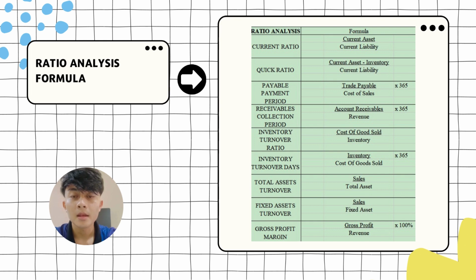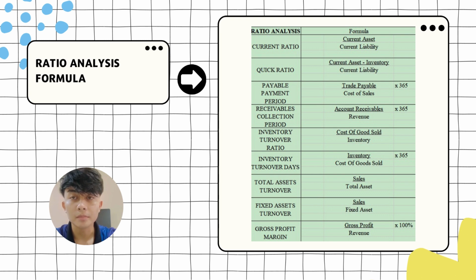Now I will present to you the ratio analysis formula for this assignment. Firstly, for the current ratio, the formula is current asset divided by current liability. Second, for the quick ratio, current asset minus inventory, divided by current liability. For the third, the payable payment period, the trade payable must be divided by cost of sales and multiplied by 365 days, or we can call it 1 year.